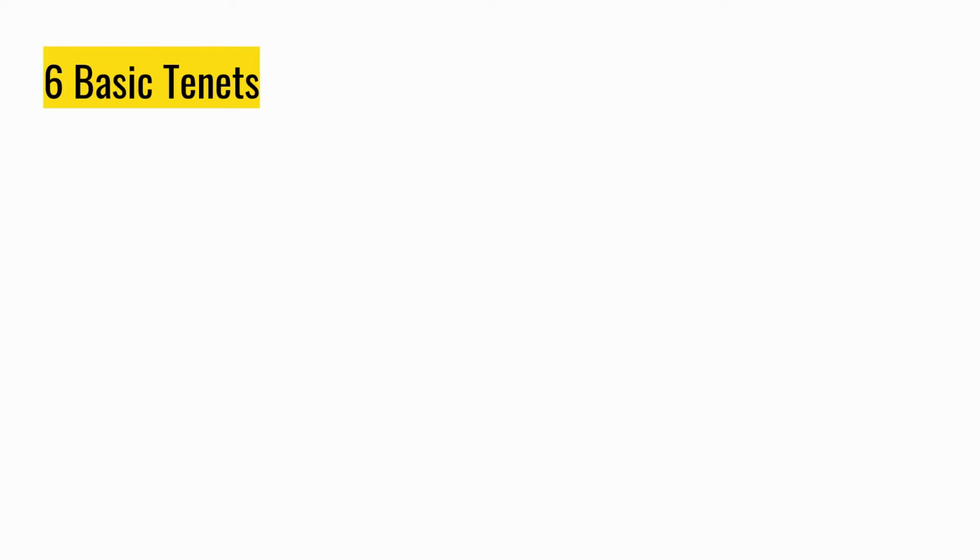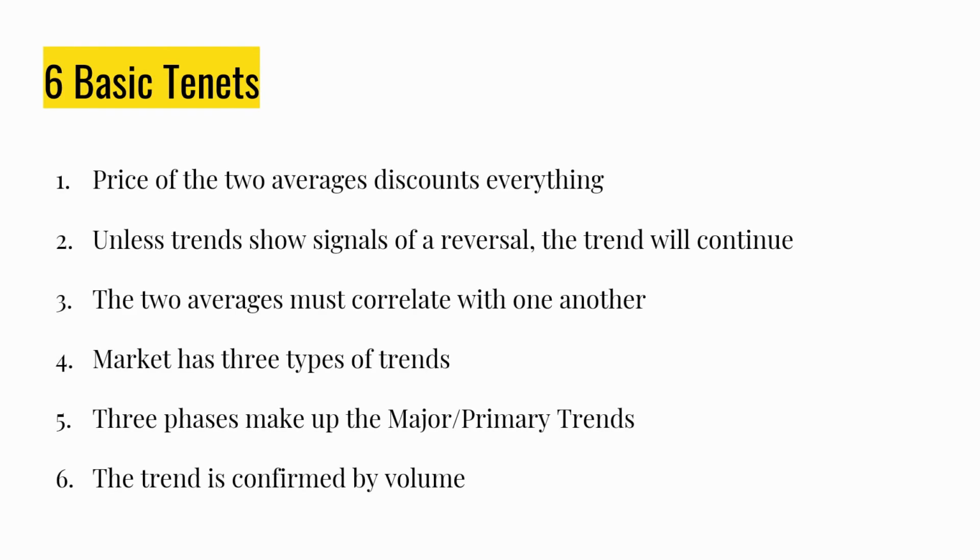The Dow Theory is made up of 6 basic tenets. They're shown here. The first one, price of 2 averages discounts everything. The second one, unless trends show signs of reversal, the trend will continue. The third one, the 2 averages must correlate with one another. The fourth one, market has 3 types of trends. And the fifth one, 3 phases make up major trends, and the major trend is also known as the primary trend. And the final one, that trend needs to be confirmed by volume.